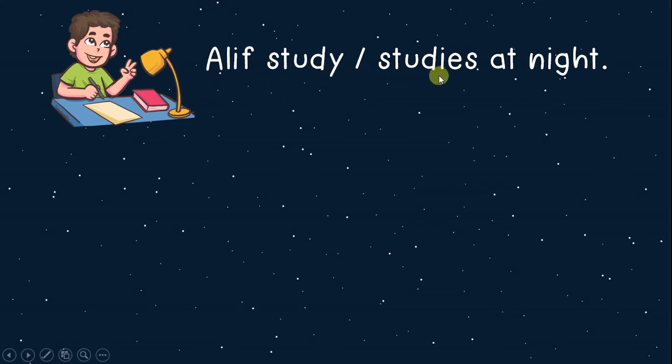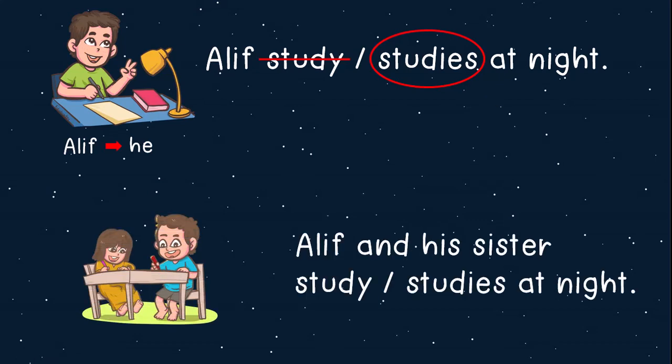Alif, study or studies at night. How to answer? Okay, the verb is study. Dia punya perbuatan study. The subject is, siapa yang study? Alif yang study. So, the subject is Alif. What is the pronoun for Alif? Apa kata ganti nama untuk Alif? The answer is he. If you refer to the song just now, they, we, I, you, got no S, he, she, it, got S. So, he got S. Kalau got S, jawapan dia mestilah studies. Alif studies at night.